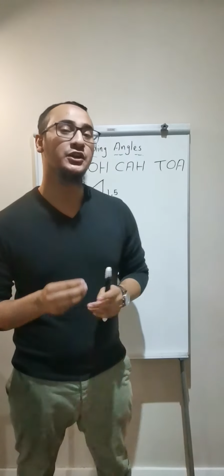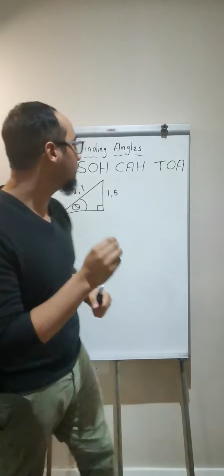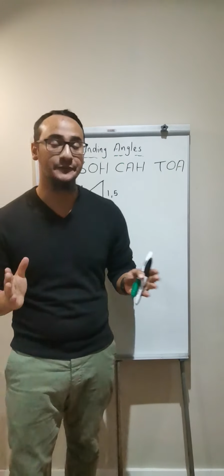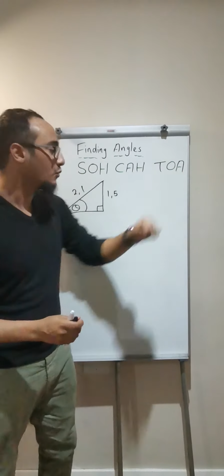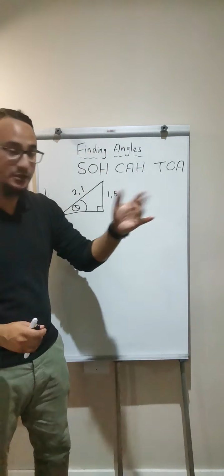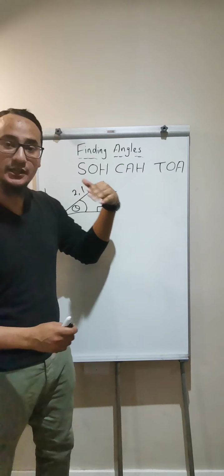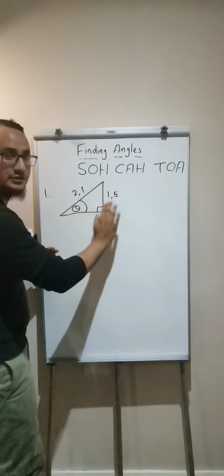With that being said, we're going to continue with the topic of trigonometry, and today we are going to find the angles within a right angled triangle. By now you should know what SOHCAHTOA means. What does the O stand for? Opposite. What does the H stand for? Hypotenuse. And what does the A stand for? Adjacent.